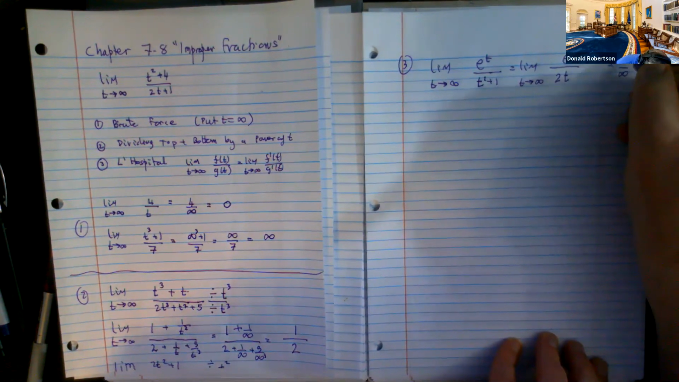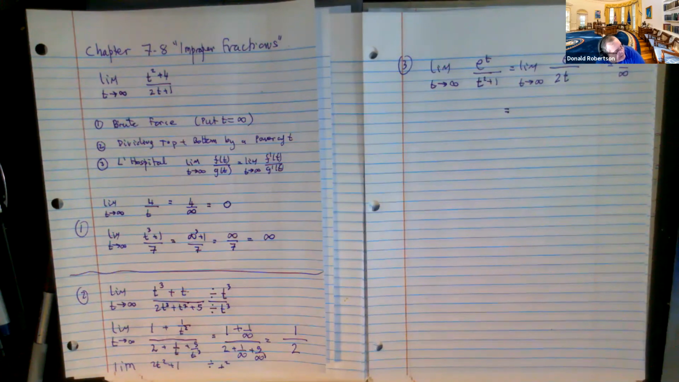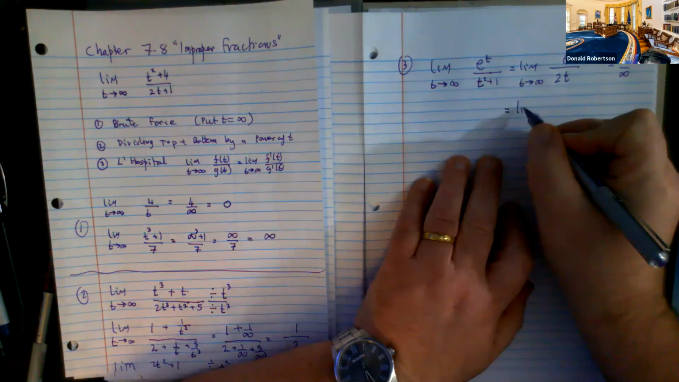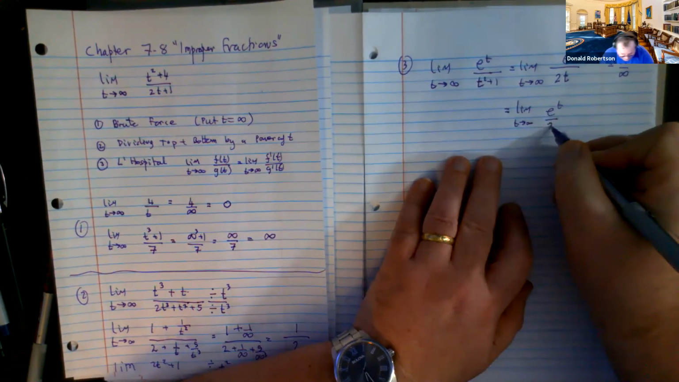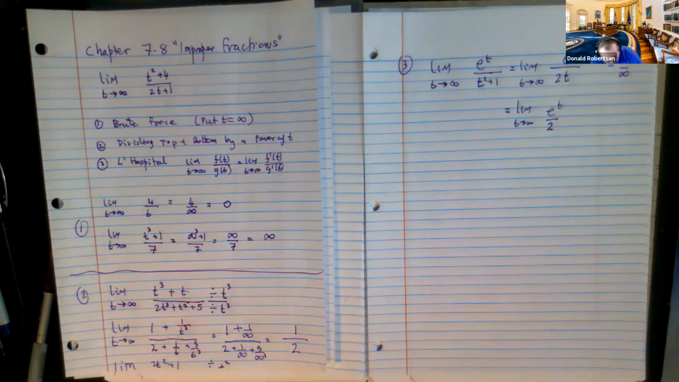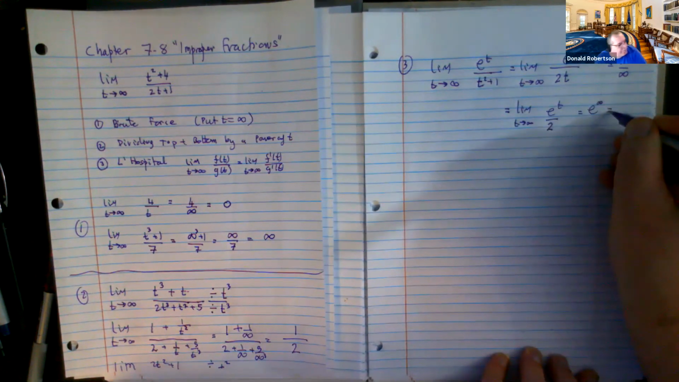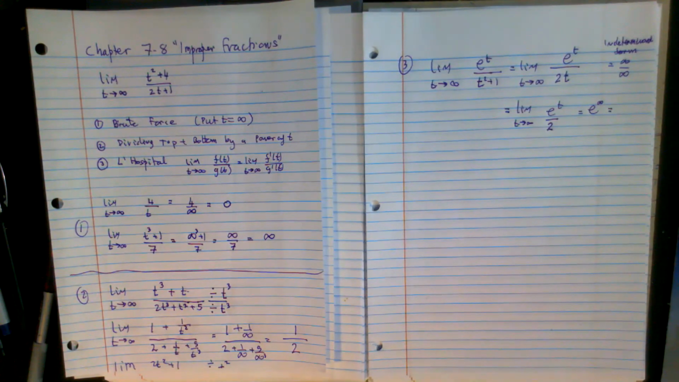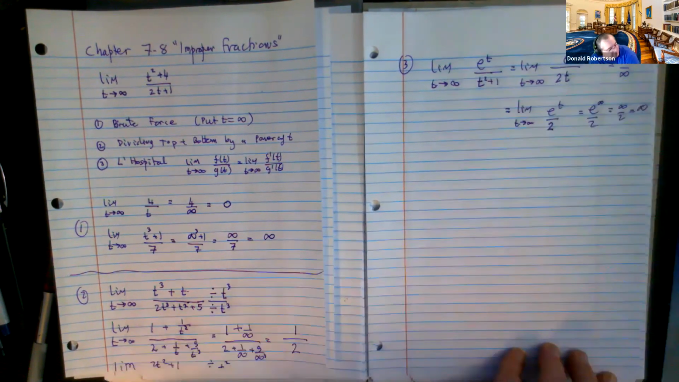But that's okay, because what L'Hopital says is, if it doesn't work, just do it again. So differentiate the top and differentiate the bottom. And now plug in infinity. Right, what's e to the infinity? What would e to the power of infinity get you? Infinity. And would you agree infinity over 2 is just infinite? So your answer is infinite.